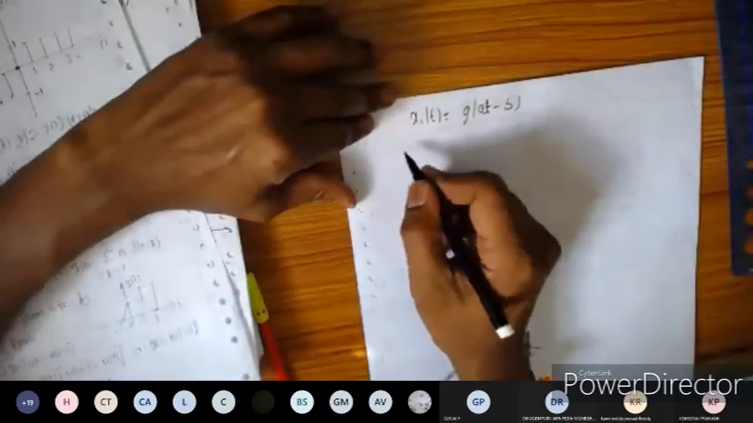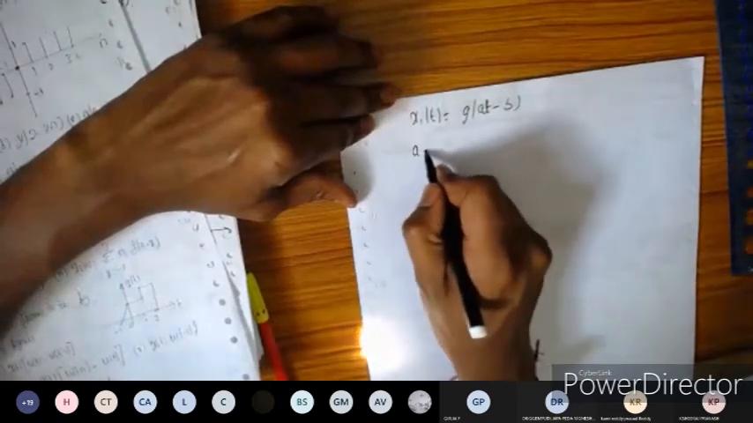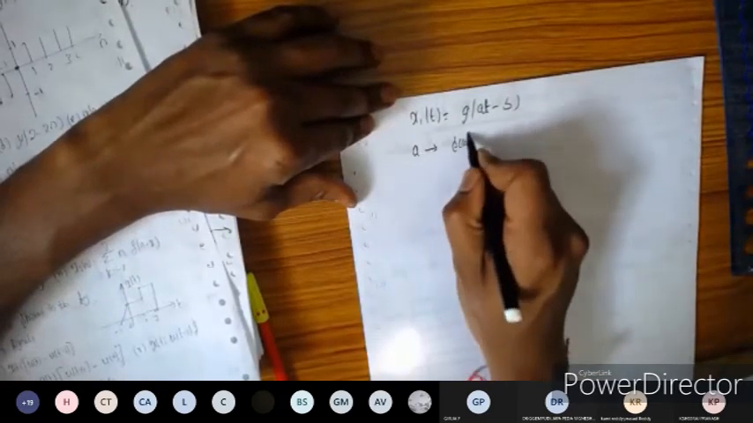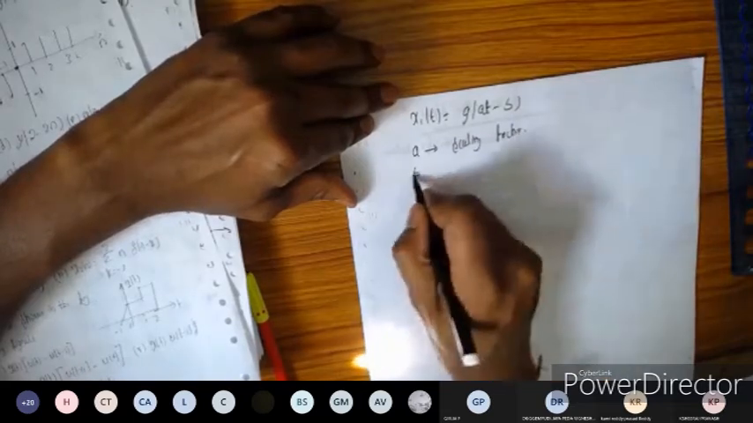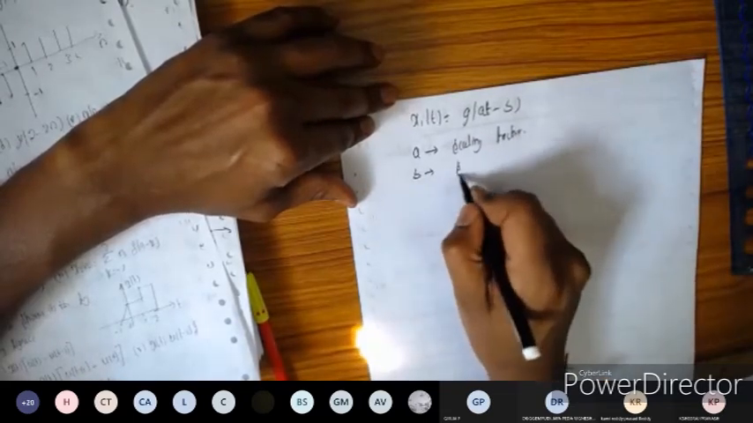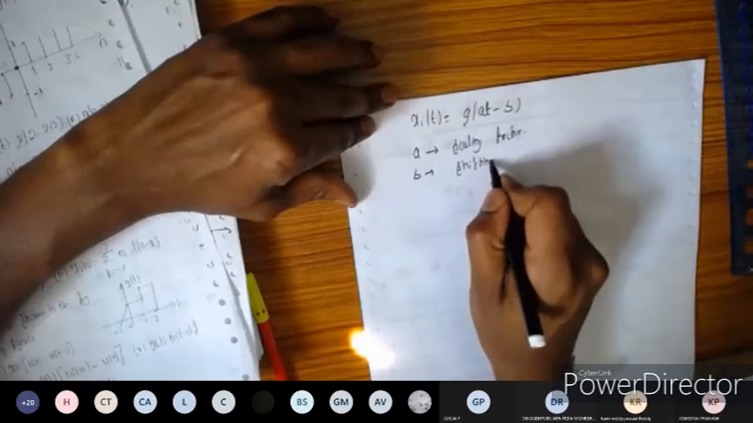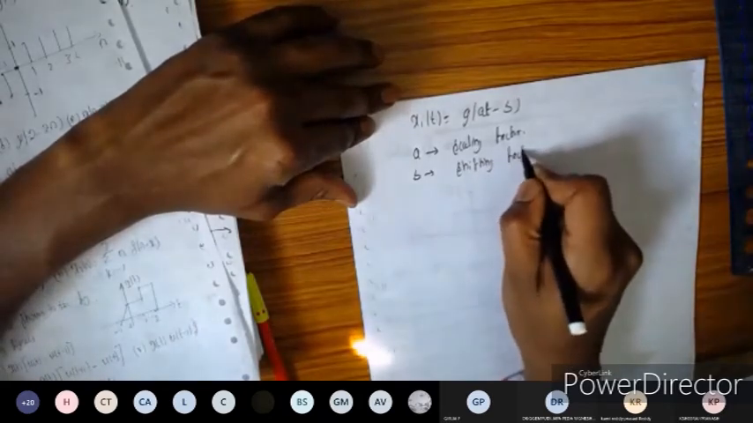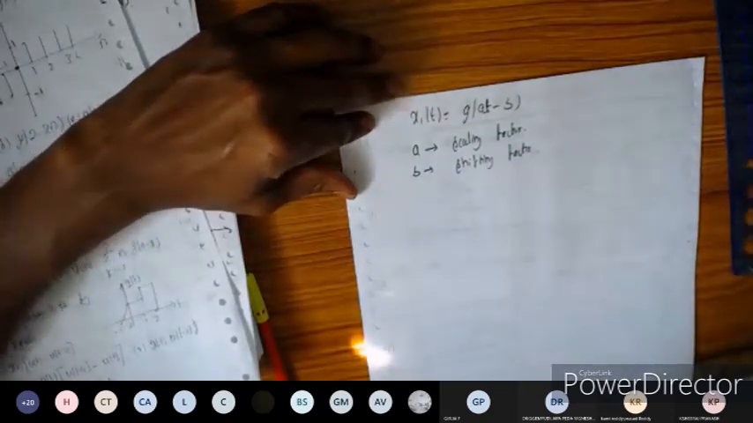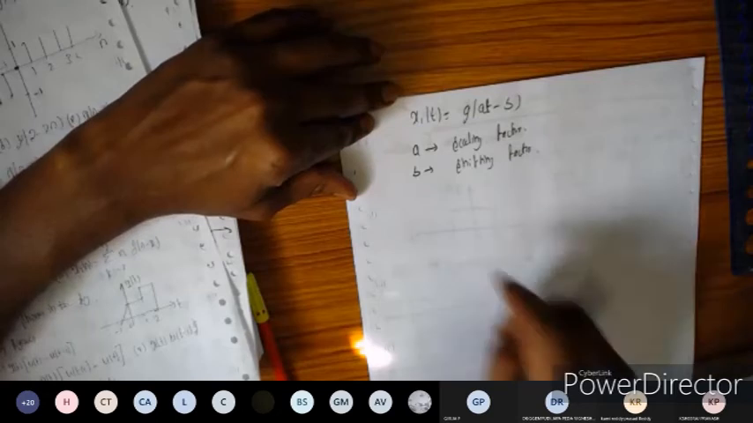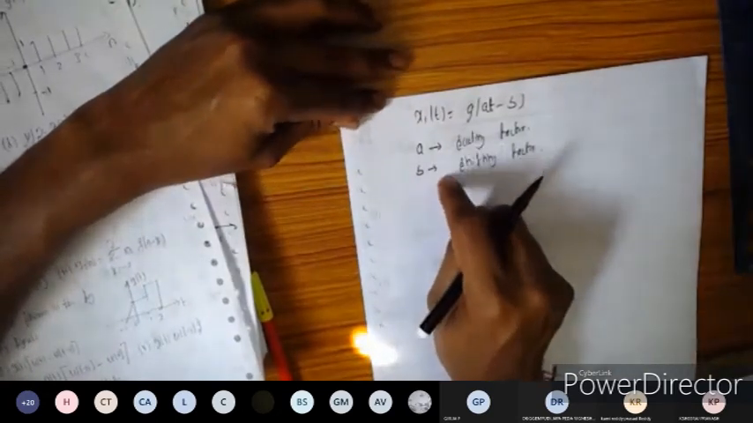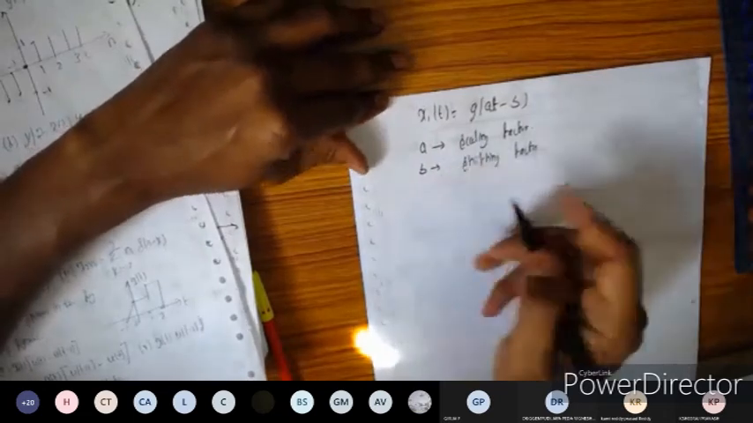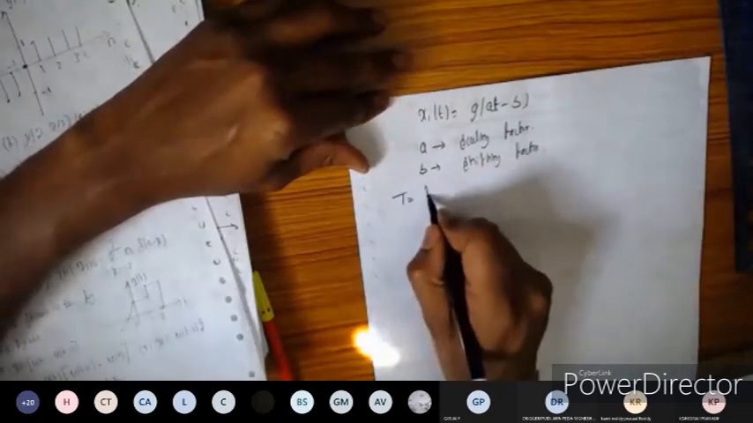A is called the scaling factor, and B is called the shifting factor. In order to find the values of A and B, we are going to follow certain rules. So I can take the formula like this.